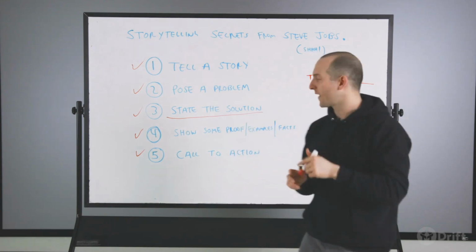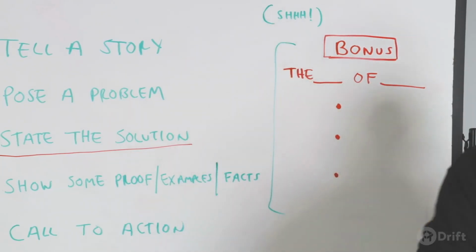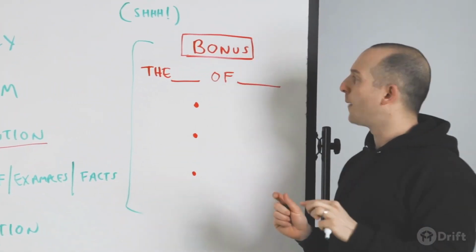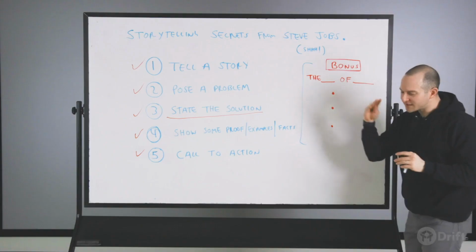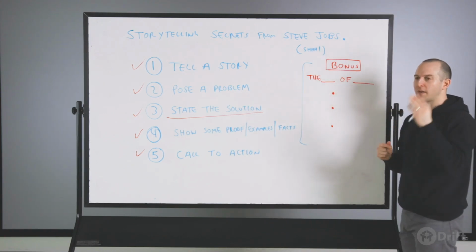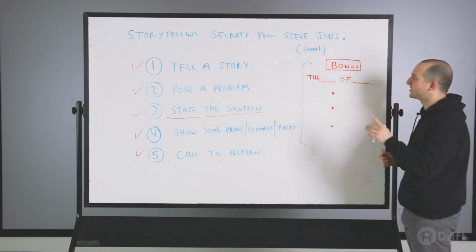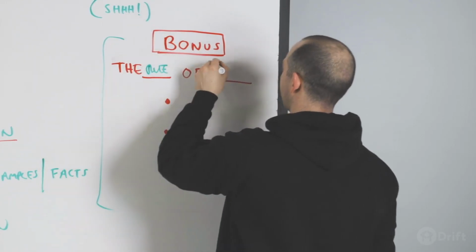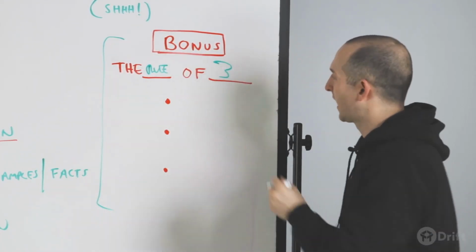But I have one more thing, a little bonus. If you go and watch any of those Steve Jobs presentations, you'll notice one thing in common that he does every single time. He did it in the iPhone keynote, the iPad keynote, and he's done it almost every presentation that he's given, and that is the rule of threes, okay?